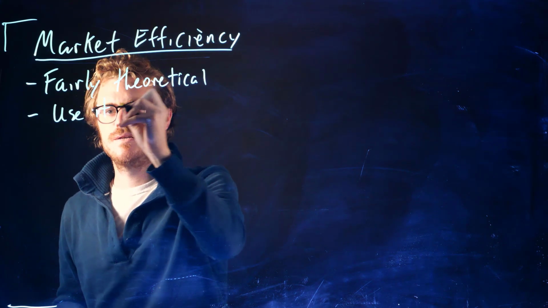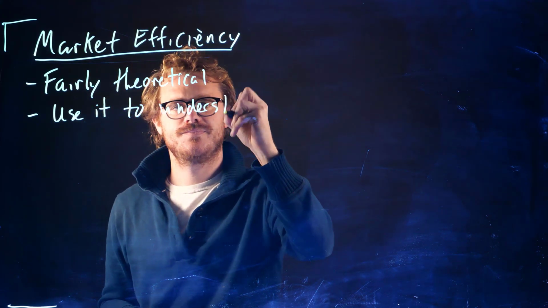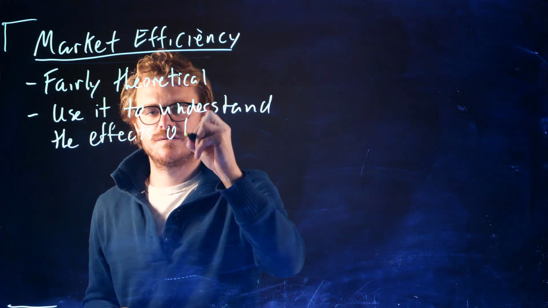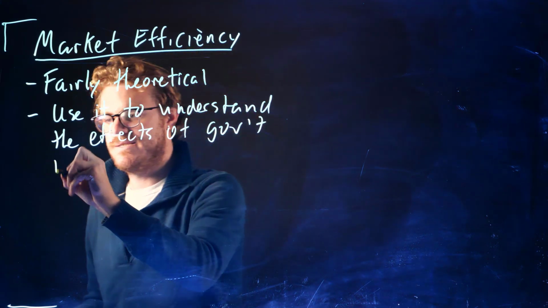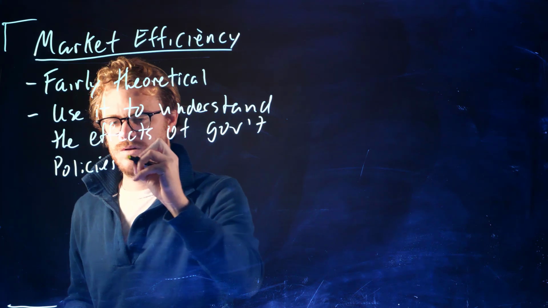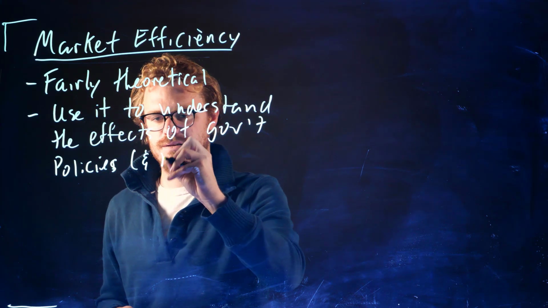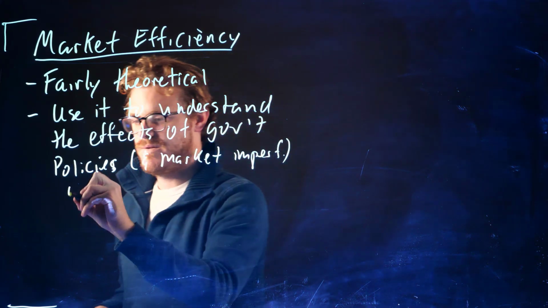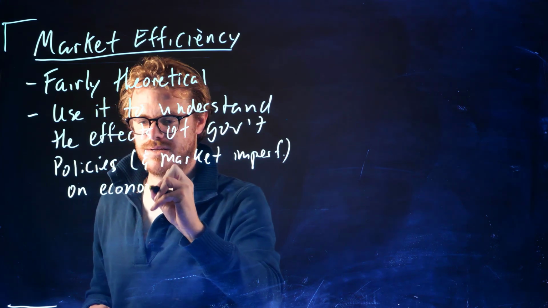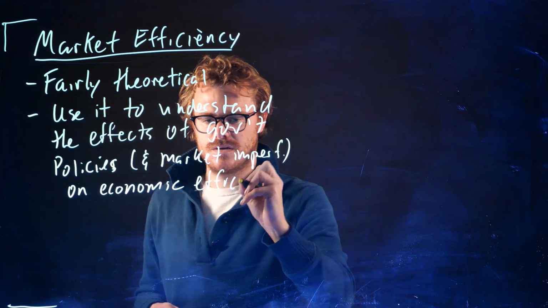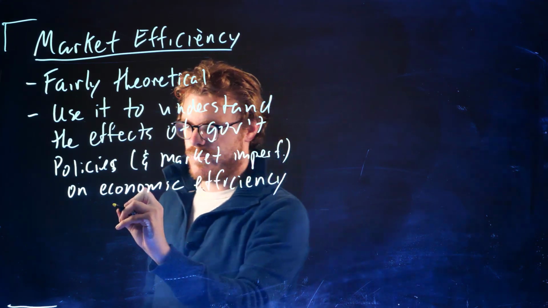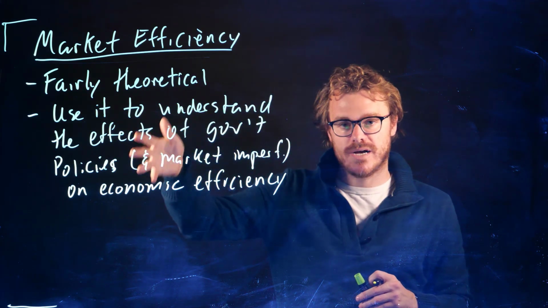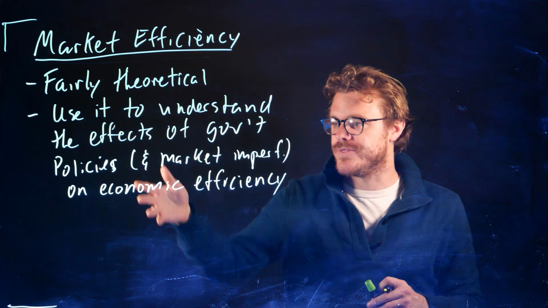We're going to use it to understand the effects of government policies and eventually market imperfections on economic efficiency. And in particular, we're going to concentrate on the effects of excise taxes and the price controls that we learned about earlier in this module.